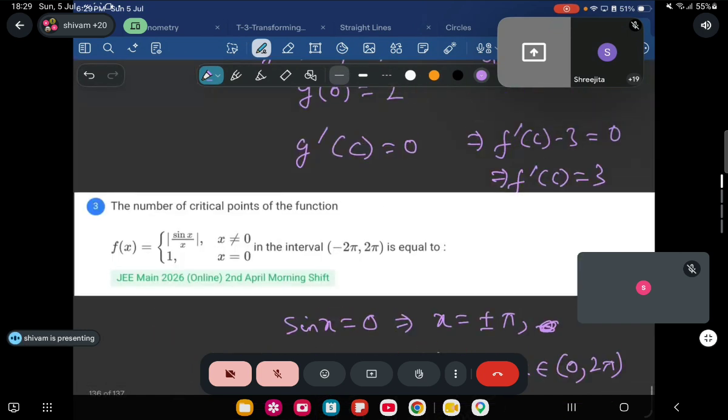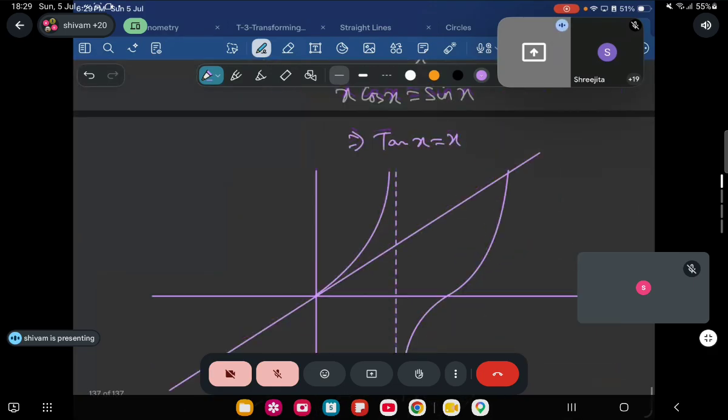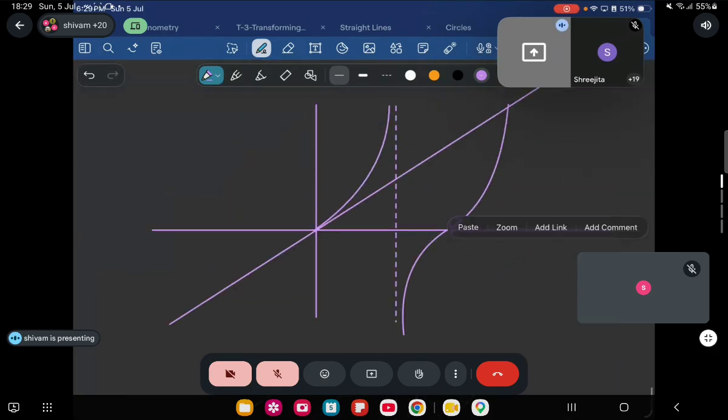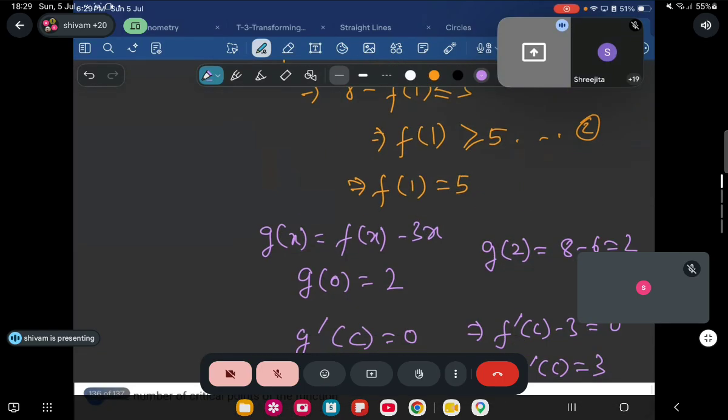Actually see, the function is equal to 0 at x equal to 0 also. So that is a critical point. Understood? So x equal to 0, plus minus pi, and 2 points from here. In the function they have given that it is equal to 1 for x equal to 0. No, f prime x equal to 0 for x equal to 0. Find out the derivative.